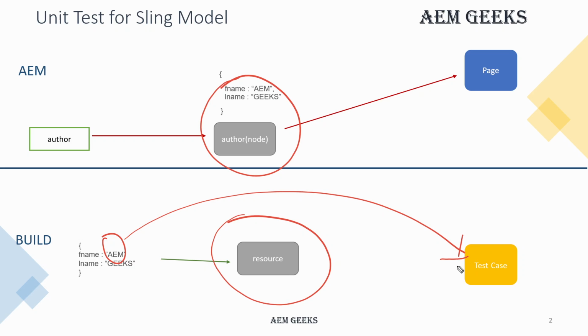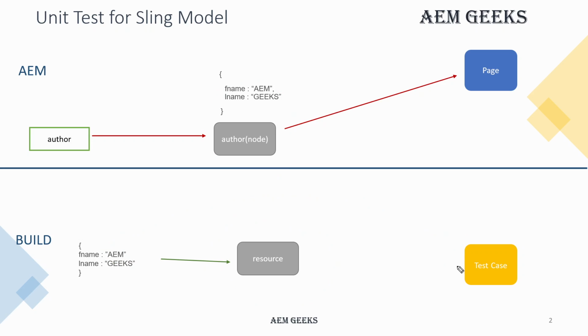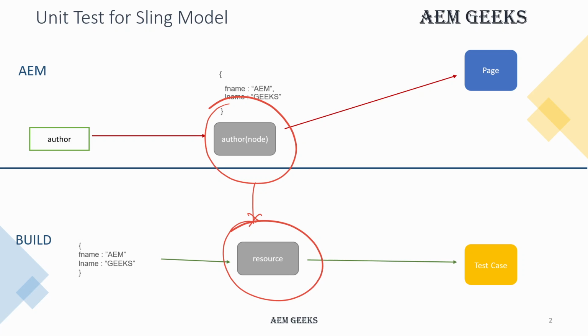Whatever the resource is here, we create the same kind of resource here using some third-party APIs. And then this resource becomes available to the test case. So now it's a happy path. Now this test case has this component resource, and now this test case can execute. So you need to understand this stuff now.